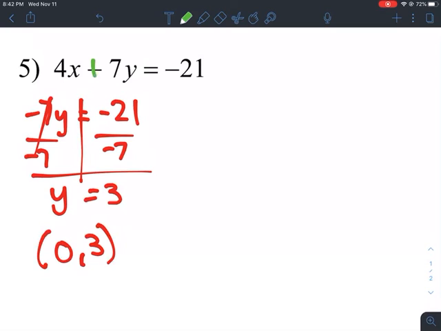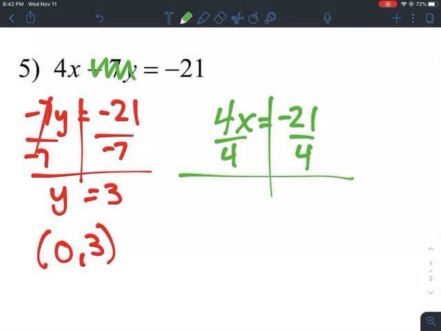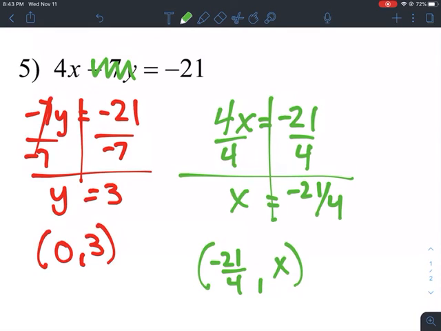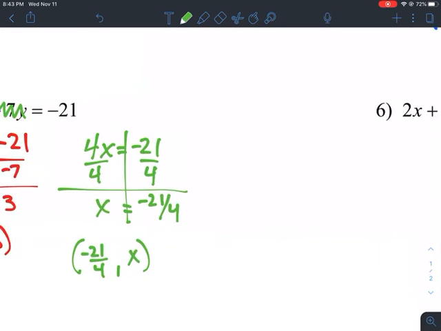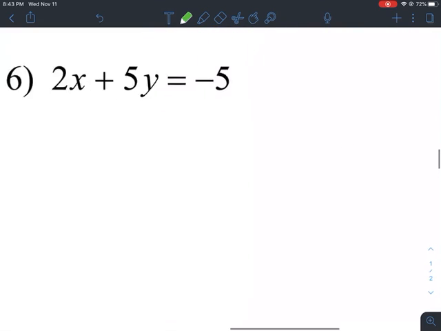So anyway, to get the x-intercept, I plug in 0 for y, which essentially just makes it go away. So I get 4x equals negative 21. Now 21 does not divide by 4 evenly, so we're just going to leave that as negative 21/4. So my x-intercept is negative 21/4, 0. In general, it's better to keep it in fractions because fractions tend to be more precise. Sometimes you have to round decimals. So fractions are better. Okay, last one.